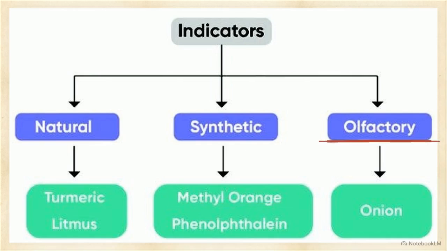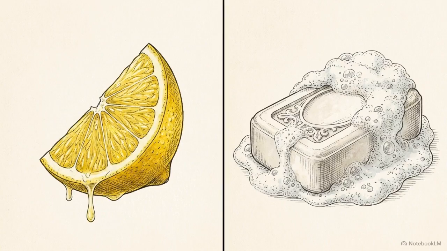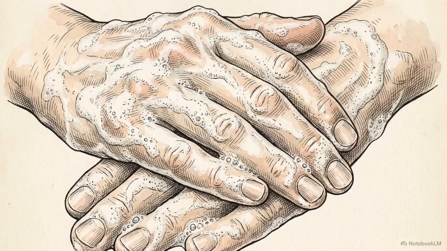Beyond chemical tests, these substances often reveal themselves through physical traits. Acids typically have a sharp, sour taste, while bases are bitter and feel uniquely slippery or soapy to the touch.